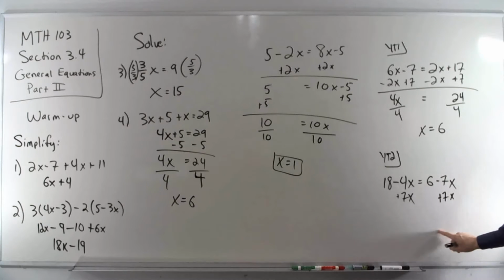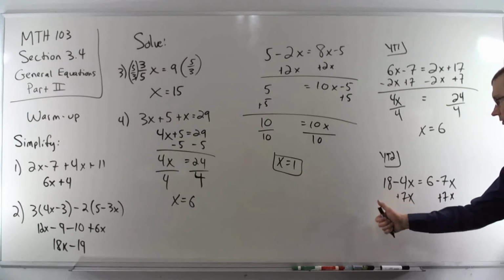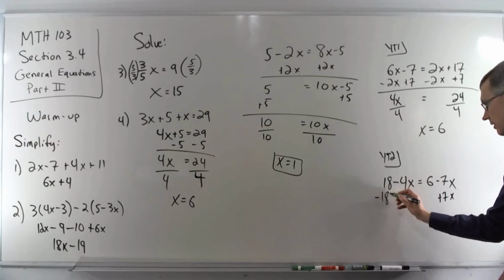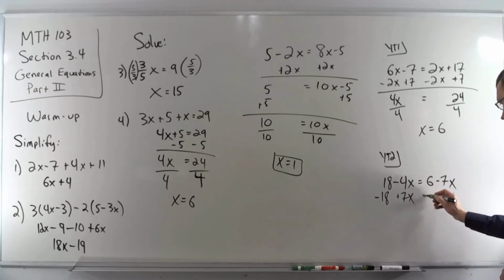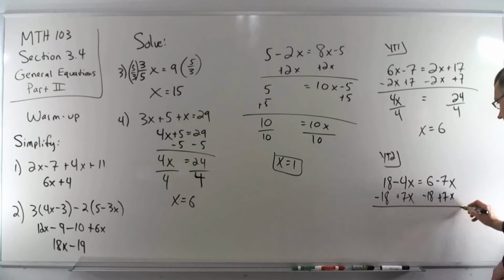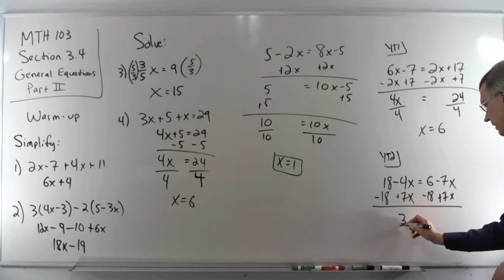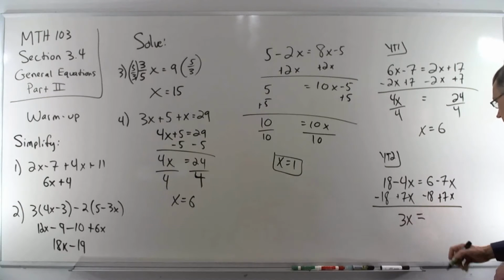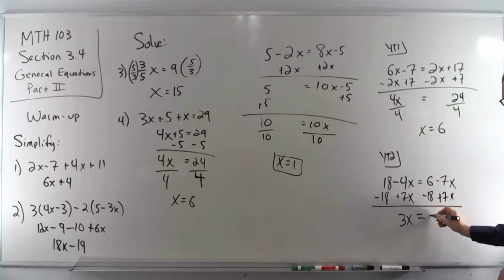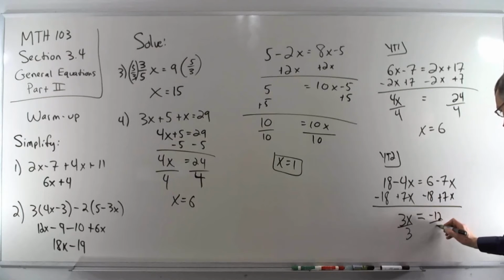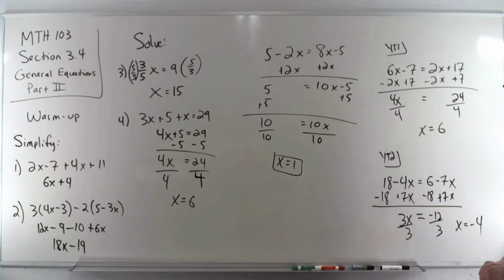That's going to move all the x terms to the left, meaning we need to move all the numbers to the right. So I'm going to get rid of this 18, so I'll do the opposite there. Since it's positive 18, subtract 18 from each side. All right, those go away. Negative 4 plus 7 is 3, so we get positive 3x equals 6 minus 18, which is negative 12. Divide by the coefficient on the x, and x equals negative 4.